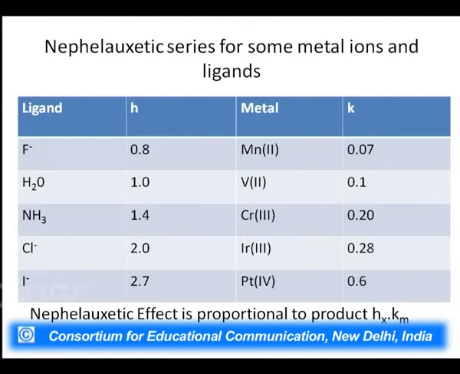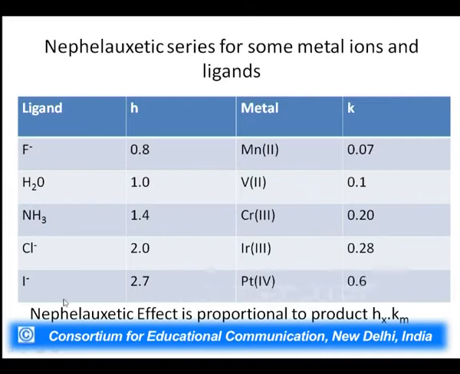Now this is a series I am showing in a tabular form, called the Nephelauxetic series, for some of the metal ions and the ligands. Here some ligands are given as representative ligands. You can very well see from here, if their cloud expanding is measured in terms of H, and for any metal in terms of K, the Nephelauxetic effect will be proportional to the product of the two.